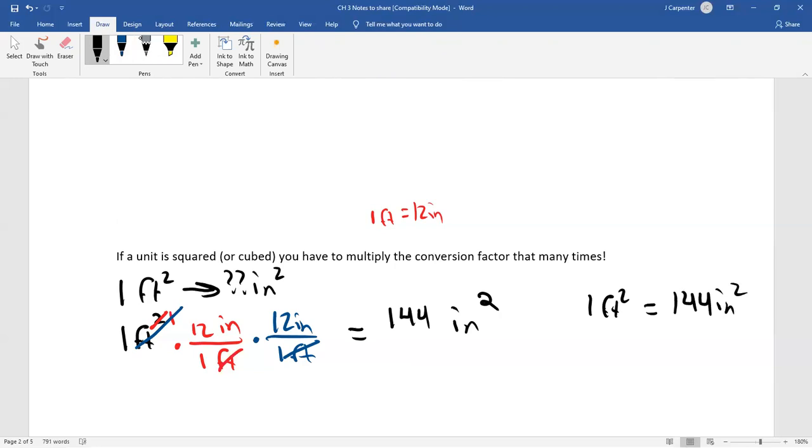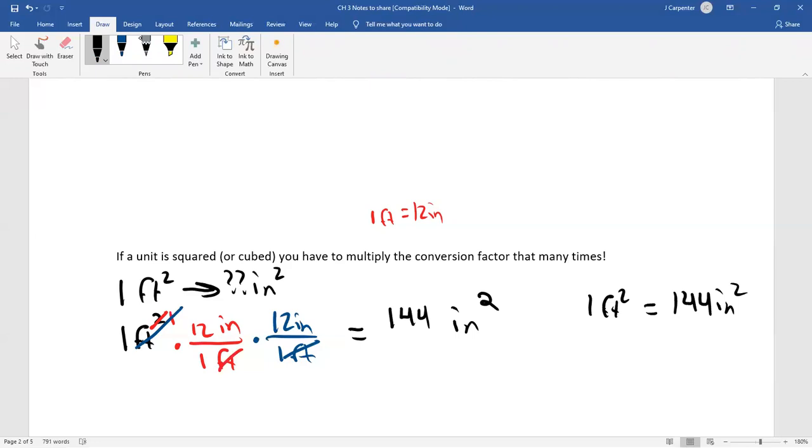A foot is 12 inches. A square foot is 144 square inches. A cubic foot means you'd multiply by 12 again. A cubic foot is 1728 cubic inches. So when you talk about measuring a volume, those units get even further and further removed from each other.